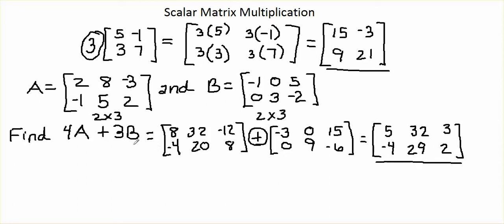Okay, so on your own, I want you to go ahead and use matrix A and matrix B, and I want you to find the answer to this. 3A minus 2B. Make sure you scale your matrices first, which is what we did in this example, and then subtract the results to get your answer. Good luck.